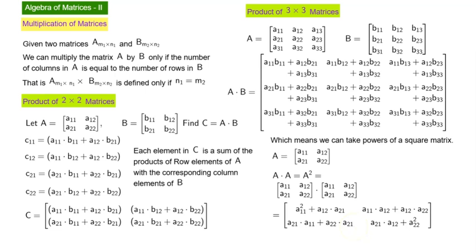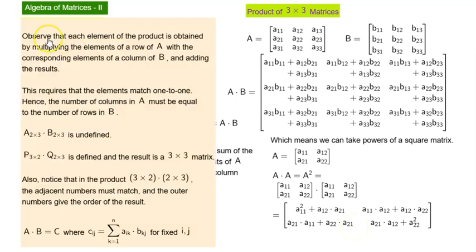Briefly summarize. Observe that each element of the product is obtained by multiplying the elements of a row of A with the corresponding elements of a column of B and adding the results. This requires that the elements match one to one, and hence the number of columns in A must be equal to the number of rows in B.